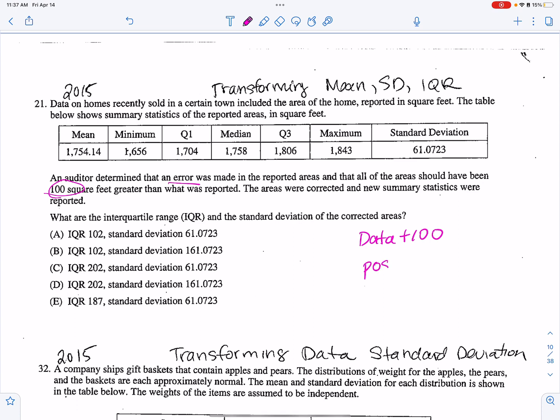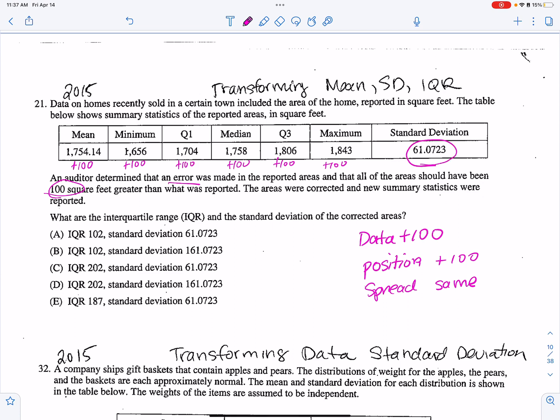Remember, data of position, when things are positions, that's just going to shift 100, but spread is going to stay the same. So mean is position, so that's going to go up 100. Minimum goes up 100. Q1 goes up 100. Everything's just going to shift. Median goes up 100. Q3 goes up 100. Maximum goes up 100, but standard deviation stays the same.